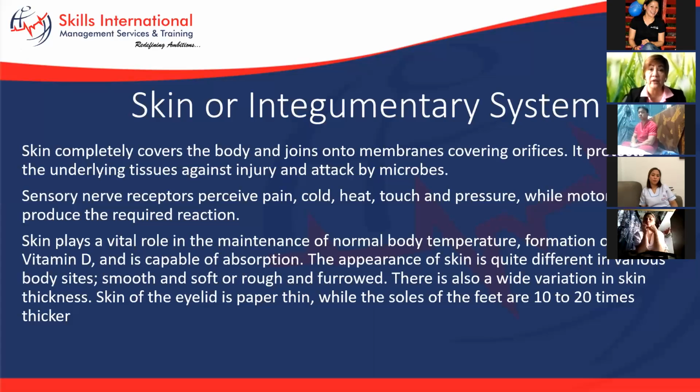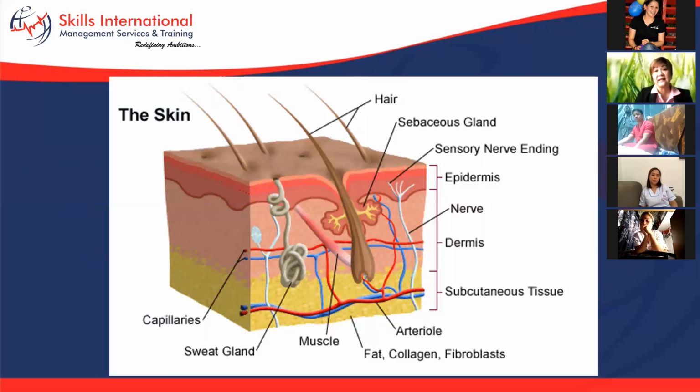So nakita nyo ba yung skin natin sa eyelid? Napaka-thin yan, di ba? Skin yun, nakabalot yun. So it is paper thin. While yung ating soles sa ating feet, kung gano siya kakapal. So 10 to 20 times thicker dun sa ating eyelid. This is the skin, ang picture ng skin ito. Kung hihimayin mo underneath yung skin natin, sa ibabaw nun, meron tayong hair, di ba?